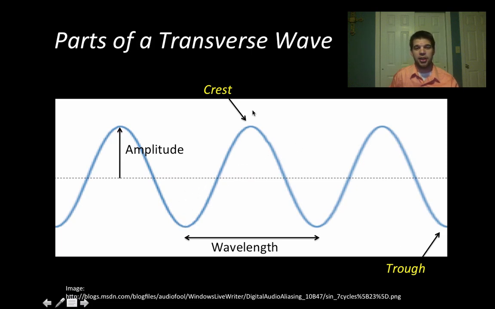We also have what's called a crest. So we talked about that maximum position. A crest is the technical name we call for that top point of a transverse wave. And then a trough is the bottom part.